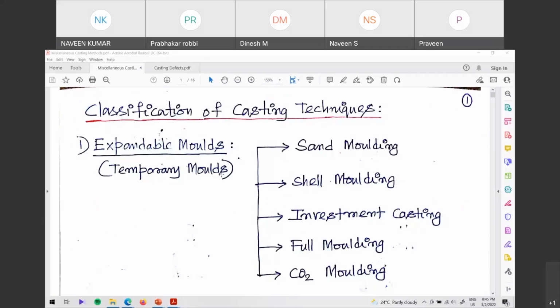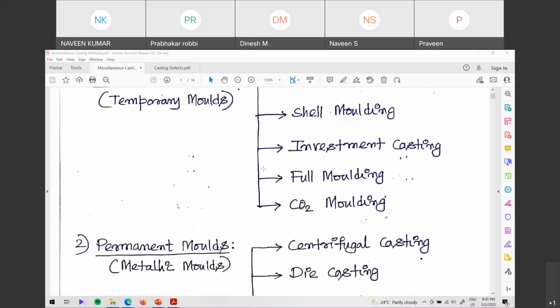We have discussed up to chills and paddings. Fine. So in today's session, we'll discuss miscellaneous casting techniques.